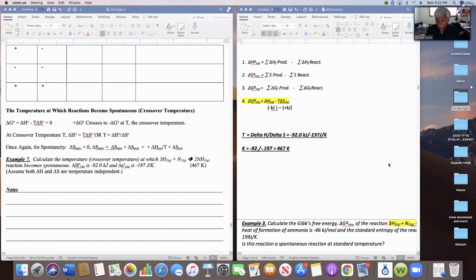I had said that I would do the last problem on the homework. The heat of reaction, not the Hess's law of heat summation. So I can do that one.